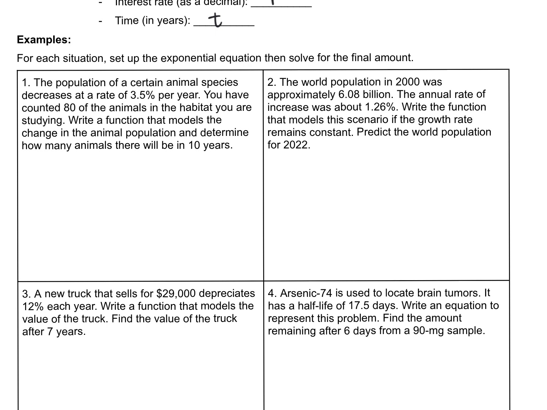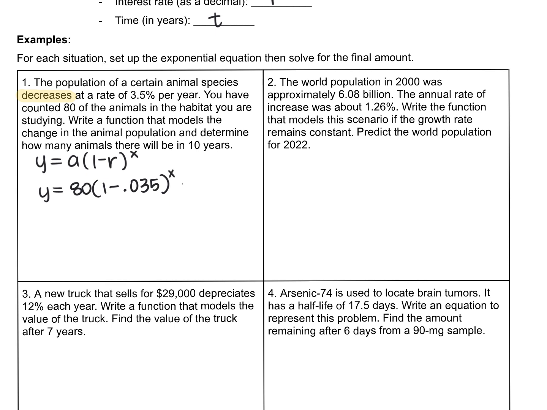So I first need to determine if I'm looking at growth or decay. And the word decreases here lends me to know that I'm talking about decay. So I'm going to use the equation y equals a times 1 minus r to the x. For my equation, I'm going to only plug in a and r. An equation does not have a value plugged in for x yet. So I have y equals my initial amount, 80, and then 1 minus my decay rate, 3.5% as a decimal, which is 0.035, to the x.